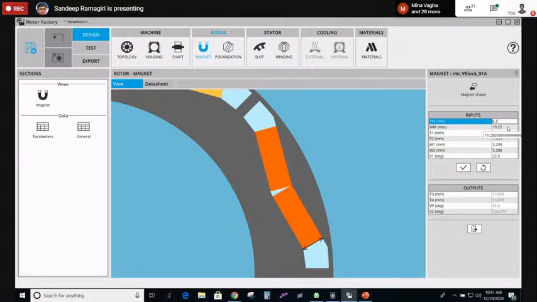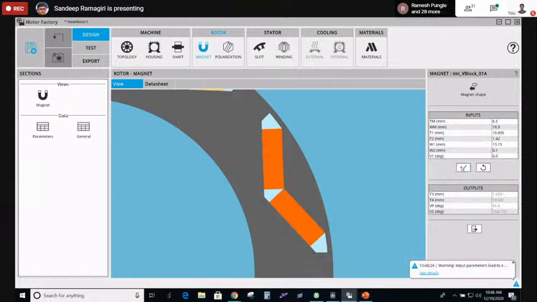I'll give the structural data. So 6.5. You can see graphically what I am trying to enter. 9, and the T1 is 10. And then T2 is 1.4. And 5 and 0. So I have entered the magnet dimensions, as you can see here.